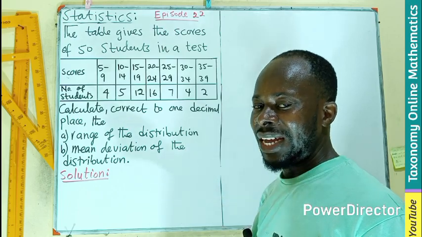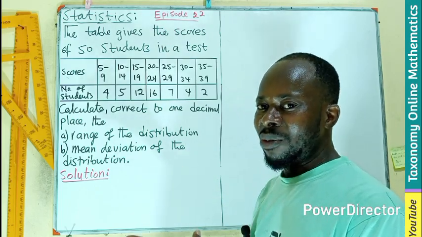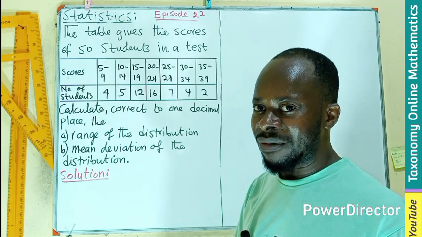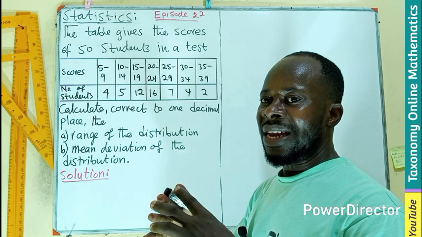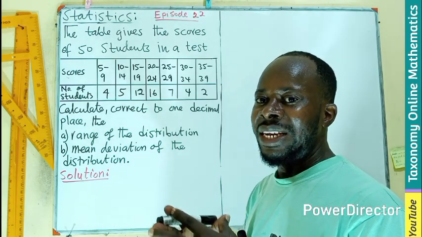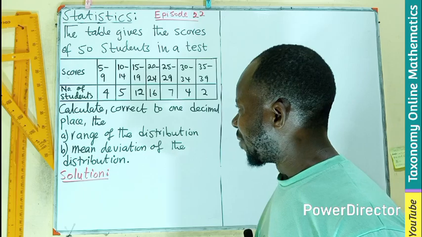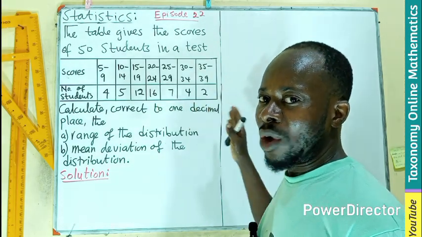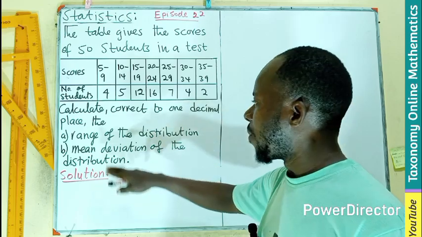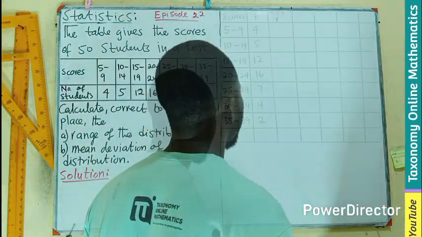Remember what we said under episode 8? The range is just the maximum value minus the minimum value. Then the mean deviation, which is the average of the absolute deviations. Now it means that we need to reconstruct a table that will take care of all the columns that we need in the formula for the mean deviation. So let's construct that and see how we can work with it.